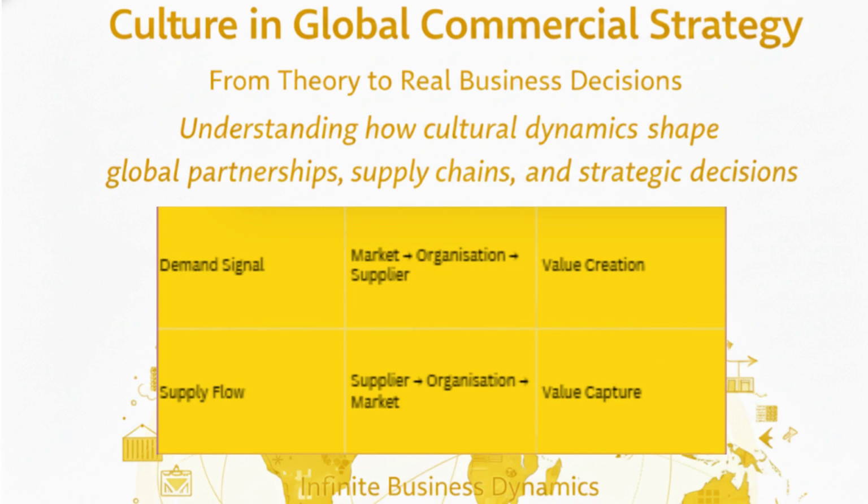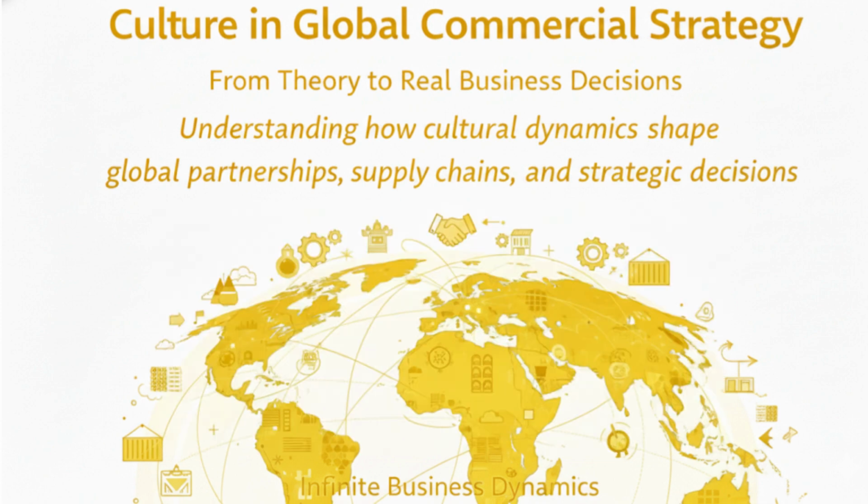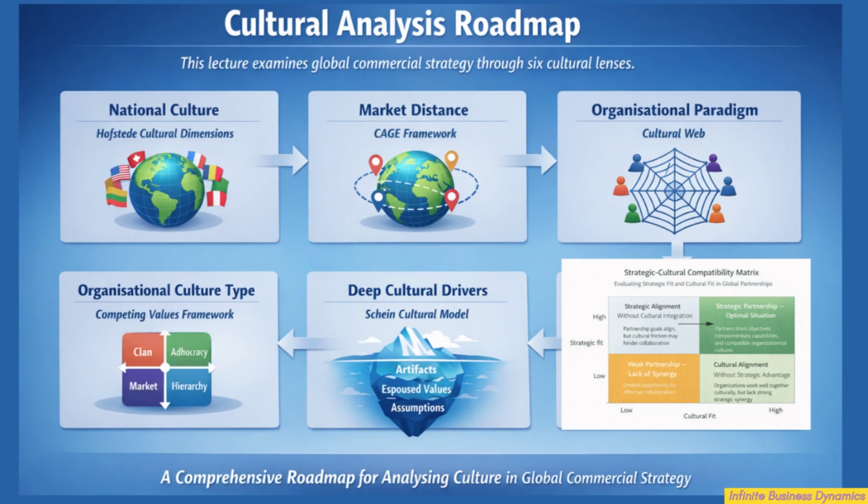This session moves from cultural theory to real business decisions in global commercial strategy. We will examine how cultural dynamics shape global partnerships, supply chains, and strategic decisions, and how organizations can incorporate cultural understanding into practical commercial strategy. To approach this systematically, we use a structured roadmap for analyzing culture in global commercial strategy. This roadmap examines culture through 6 complementary lenses.